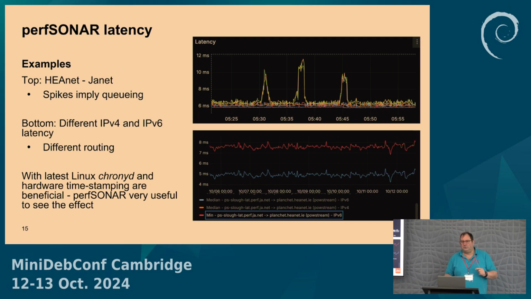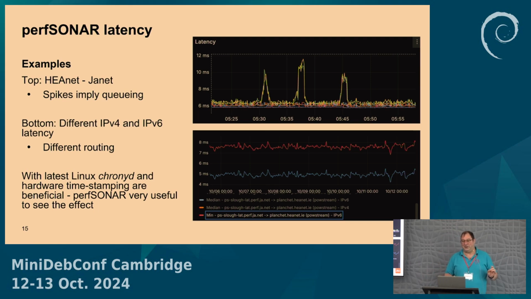On the bottom, I've got the latency between Slough and one of the hosts in Ireland, and one of the traces. So the red trace, I think, is IPv6, and the blue trace is IPv4, or maybe it's the other way around. But you can see that there's a really significant difference between those two.